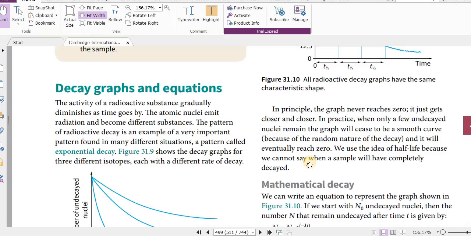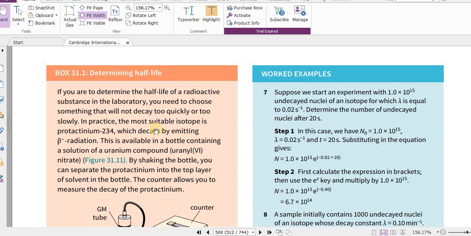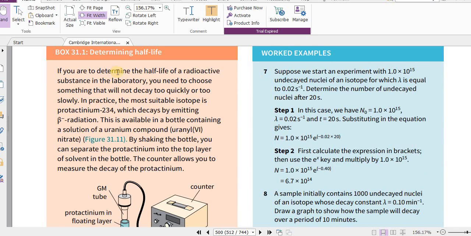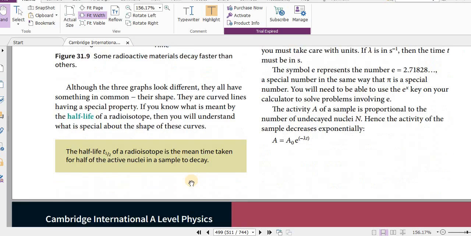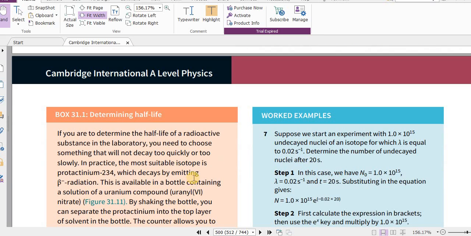Now the next page. This is how you determine the half-life. If you are to determine the half-life of a radioactive substance in the lab, you need to choose something that will not decay too quickly or too slowly. If the half-life were a few seconds, the graph would end in a few seconds, so even before you start the experiment, it has all decayed. If it is, say, 1,000 years, then the graph will be almost horizontal in the period of time you are doing it. So you have to use an isotope that has a suitable half-life.